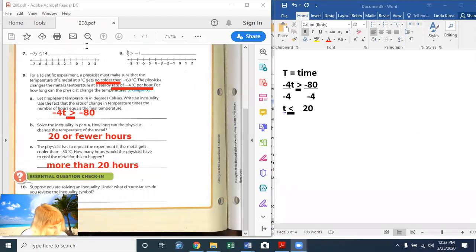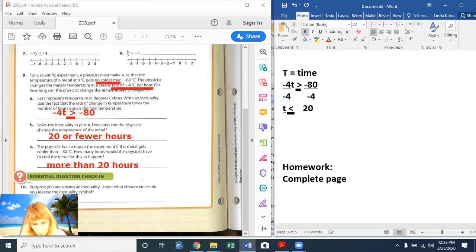Okay. So we can get to our homework. Our homework is going to be to complete page 208, the problems we didn't do on the video, and also independent practice, page 209 to 210, numbers 11 through 25.